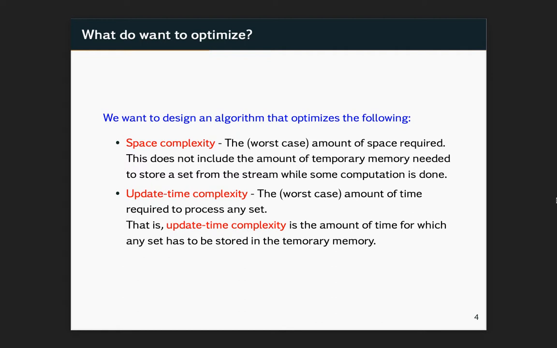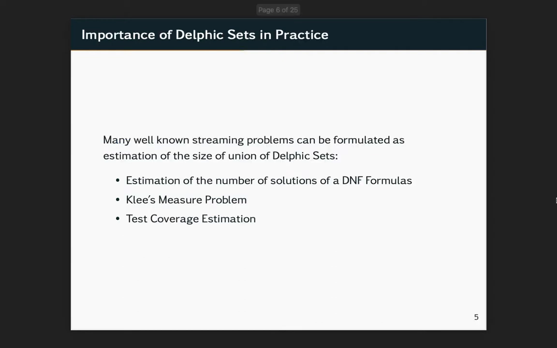Now, this framework of finding the union of a stream of sets where the sets are Delphic is actually a pretty strong generalization of many problems that are well studied in the literature. Here are three such examples, and we will be focusing on only the Klee's measure problem in this presentation.